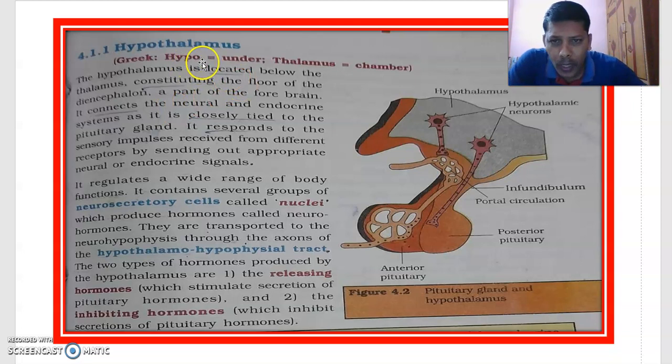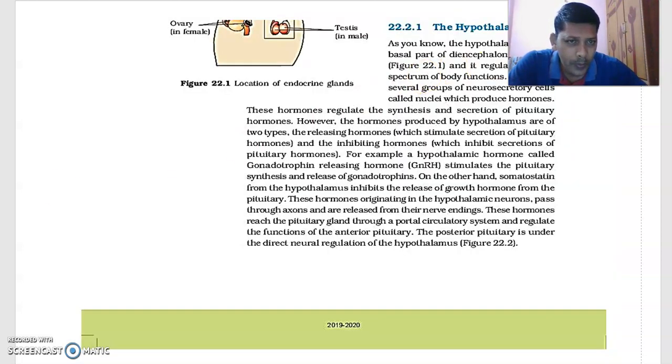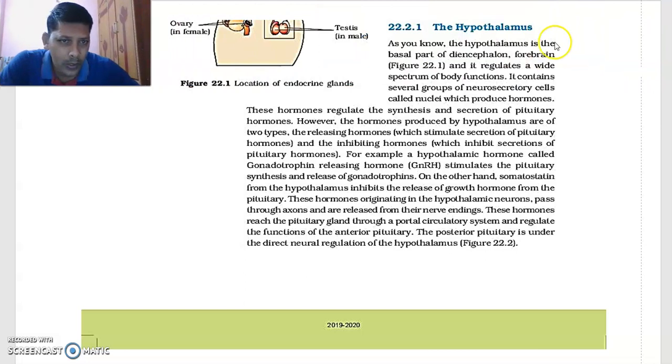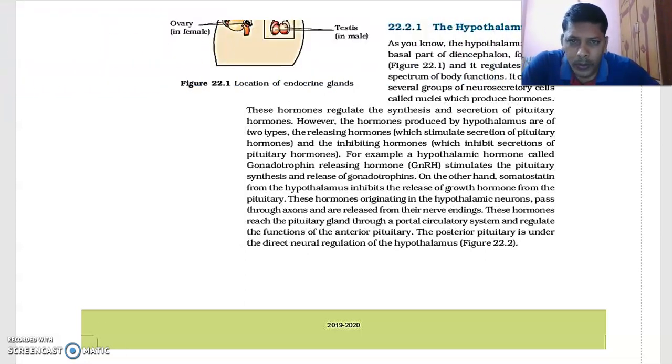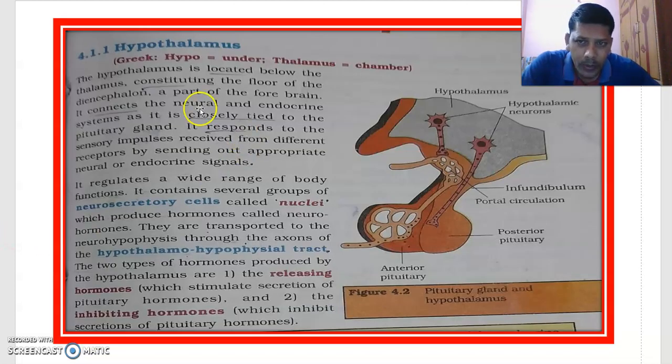Hypothalamus is located. The word hypo means under the thalamus chamber. We learned in the previous NCERT textbook, this is the location: hypothalamus is the basal part of the diencephalon, and diencephalon is a part of the forebrain. If you look at our state textbook, hypothalamus is located below the thalamus, constituting the floor of it, it forms the floor of the diencephalon.